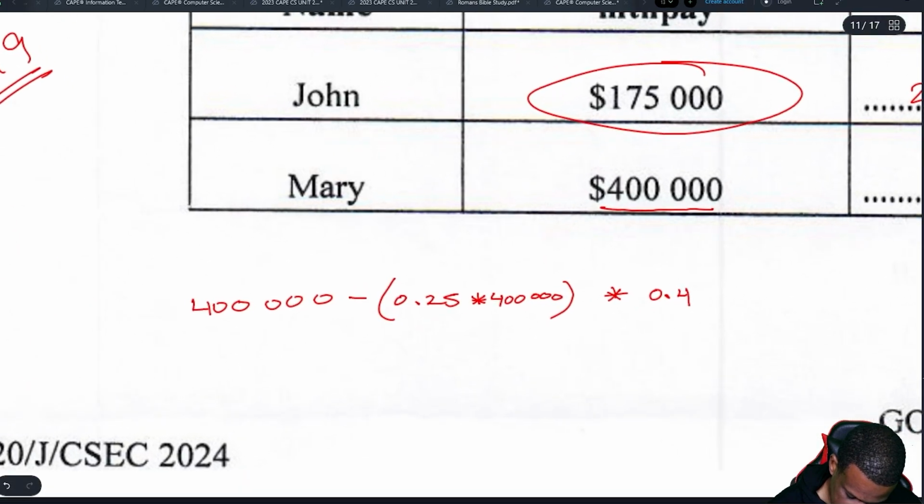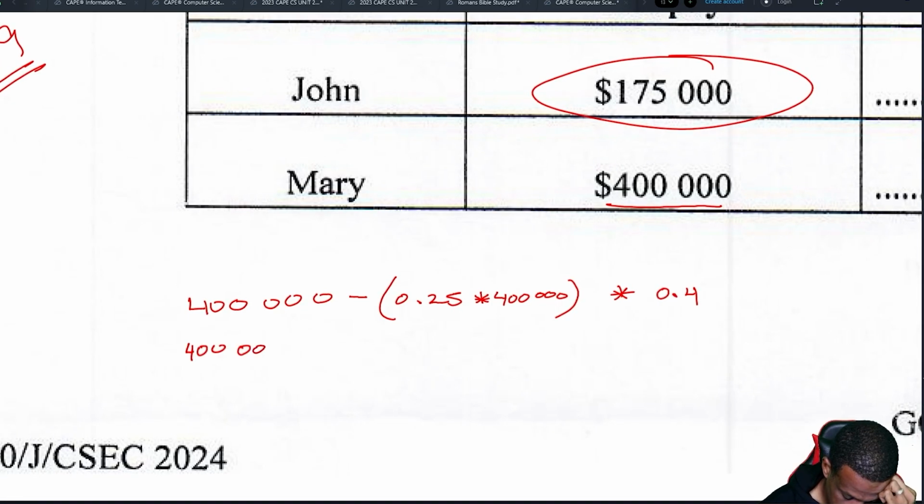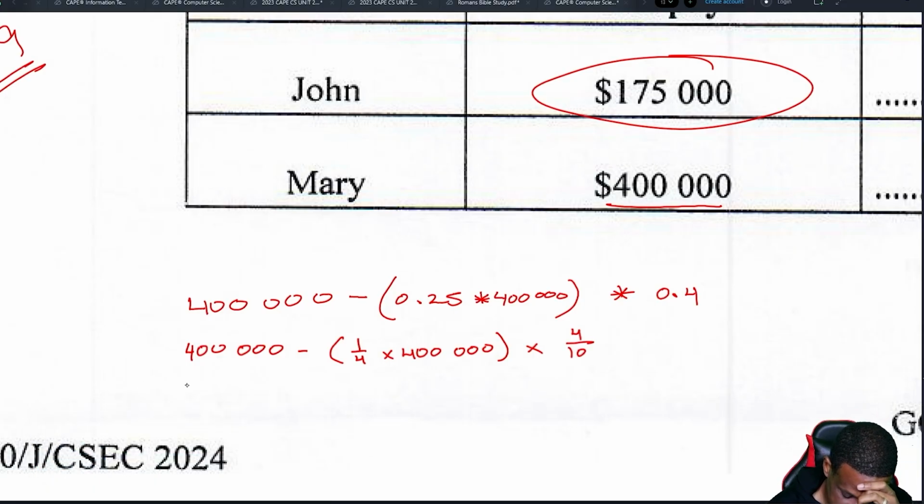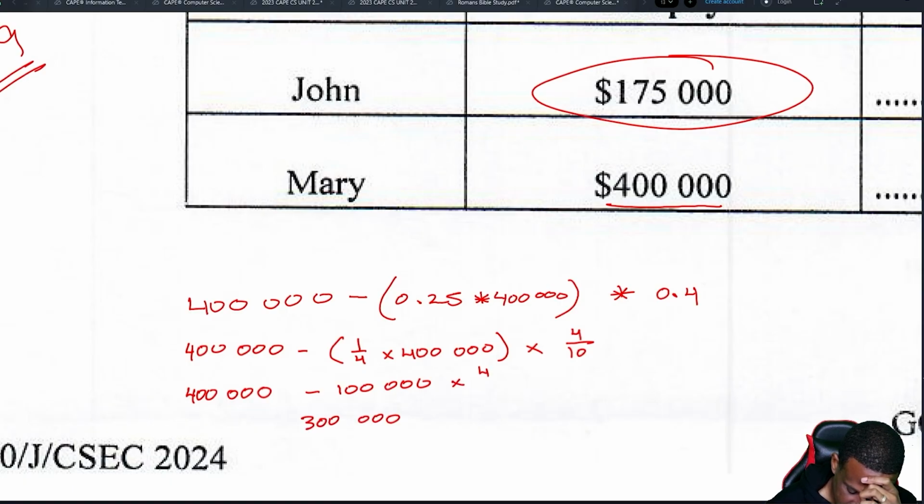Alright, so 400,000 minus a quarter multiplied by 400,000 multiplied by 4/10. I'd rather do it fractions-wise, because decimals generally complicate the situation. 400,000 minus 100,000 is 300,000, multiplied by 4/10. 4/10 simplifies by dividing by 2 to 2/5. Multiplied by 2/5: 5 into 30 is 6, so 60,000. 60,000 multiplied by 2 is 120,000.